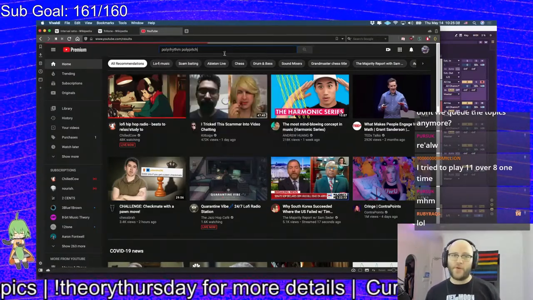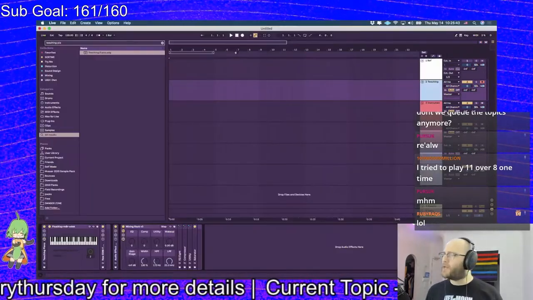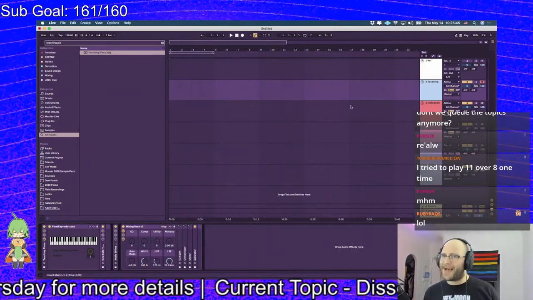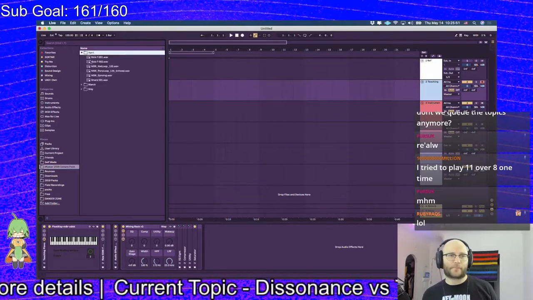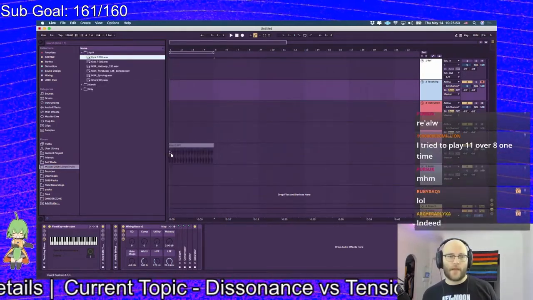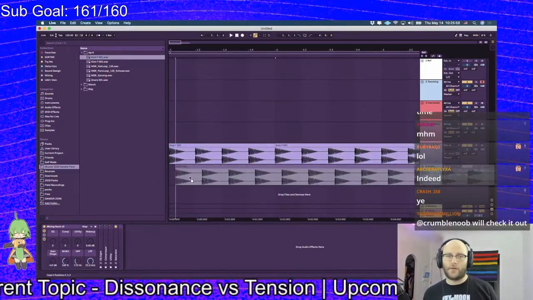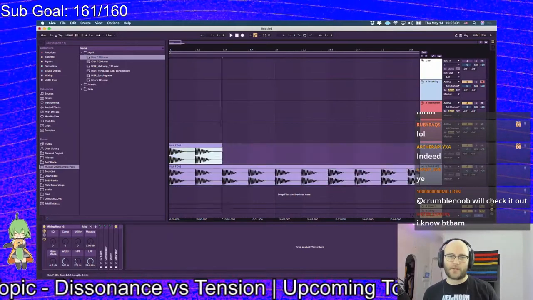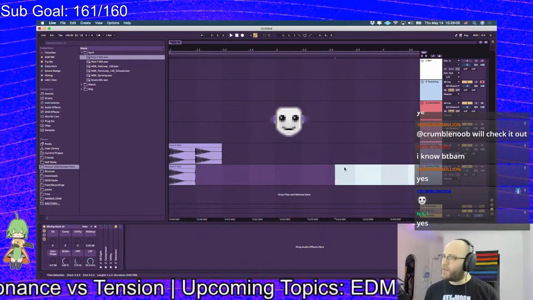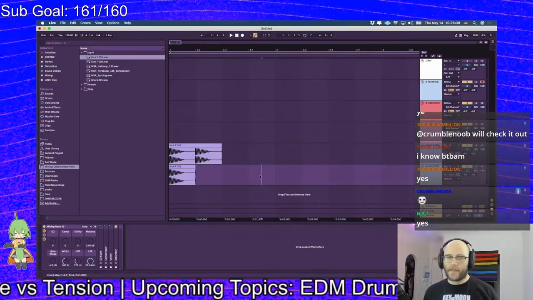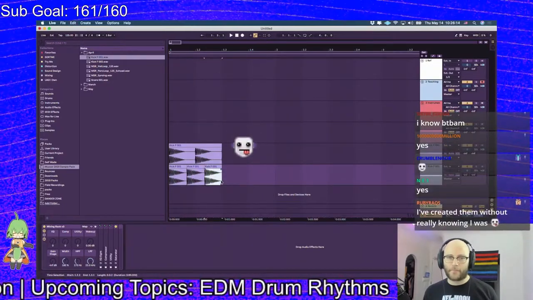I will ask, does anyone know what a polyrhythm is? Is anyone familiar with the idea of a polyrhythm? Where if I get, say, two kick drums, this kick drum can be thought of as being divided into two beats. And now what I'm gonna do is subdivide this into three beats in the same amount of time. Right here.